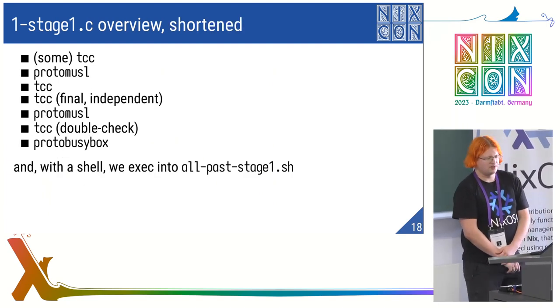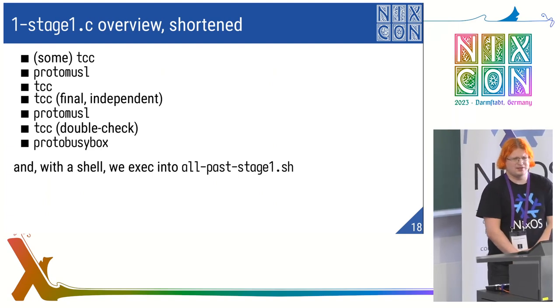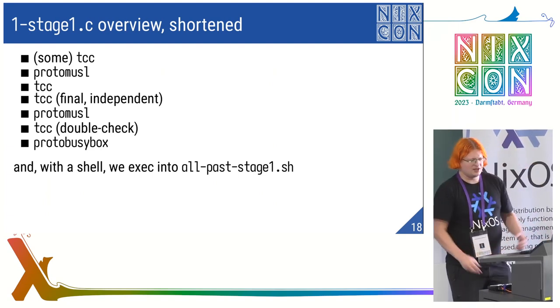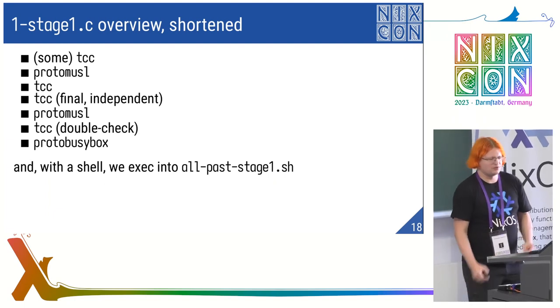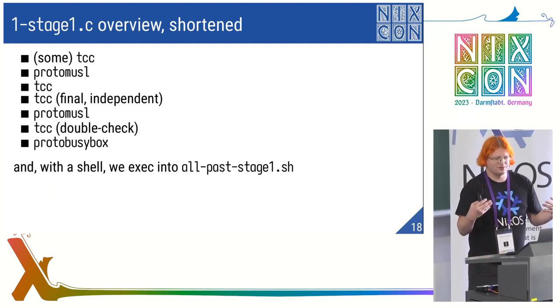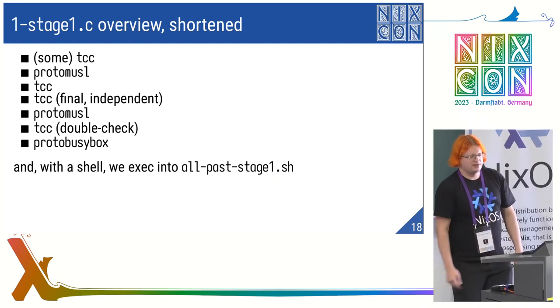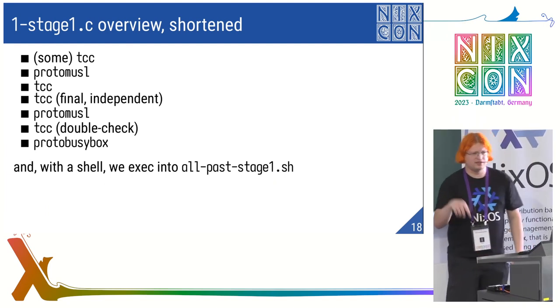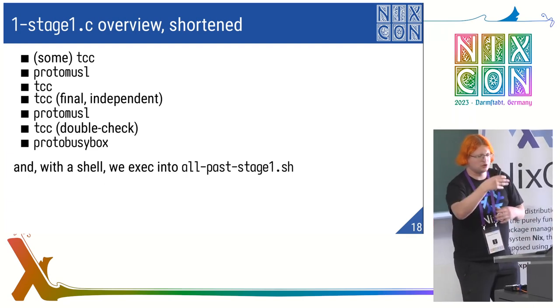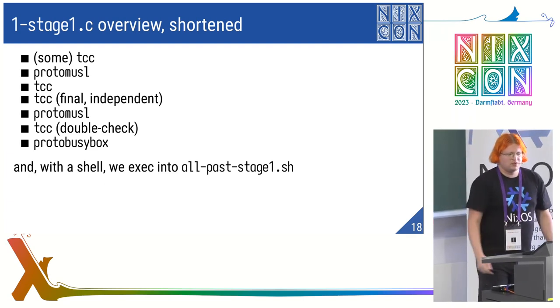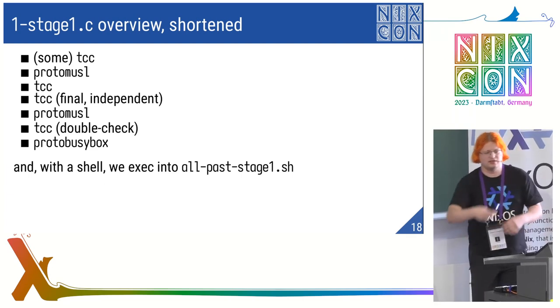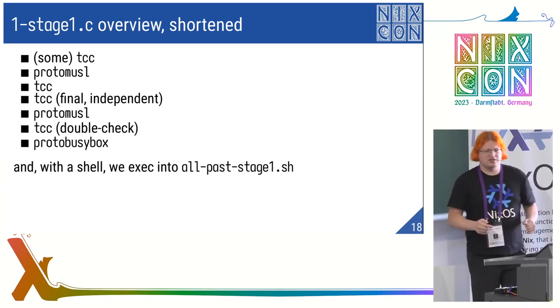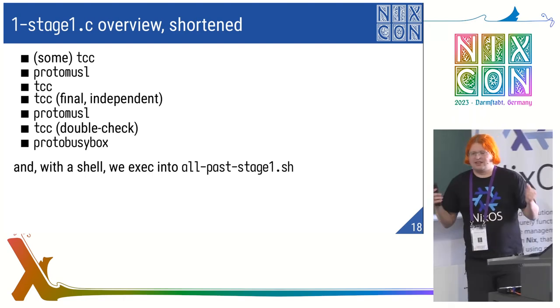So with the initial TCC, I build parts of Muzzle, because I just issue the TCC invocations directly. I don't want to do all of them, just the part that I actually need. With that proto Muzzle, I compile a TCC. With that one, I compile the final stable one, independent from the initial one. Then I compile proto Muzzle again, TCC again, just to double check that the previous one was actually stable. And I compile parts of BusyBox, and I finally have a shell.